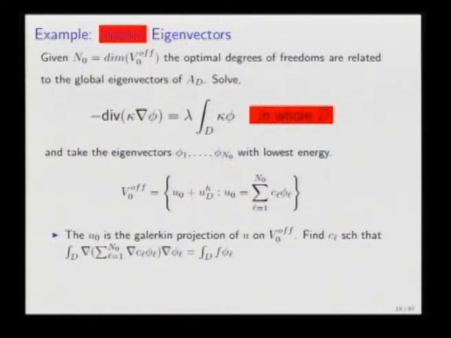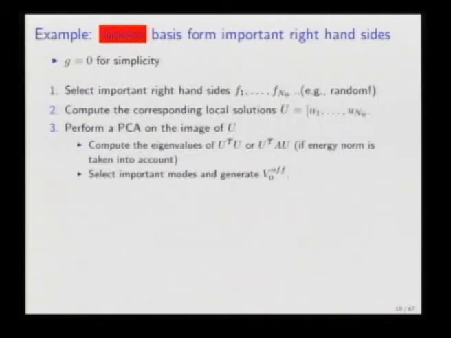That's just an example. Another example you can do is the following. You generate some right-hand sides; there are ways to generate those. You solve your problem and store your solutions, which are vectors. Then you do some POD, proper orthogonal decomposition, or principal component analysis on those, and you generate the space with the important ones. The problem is global. It's expensive. This is more feasible than the previous one, but it's also a global problem.